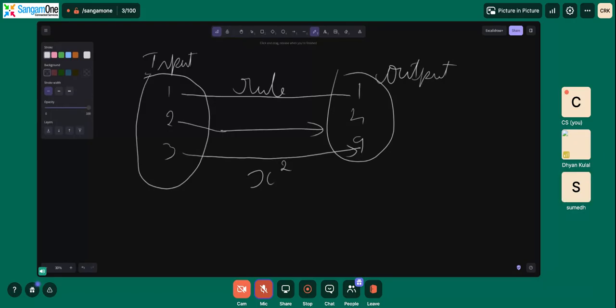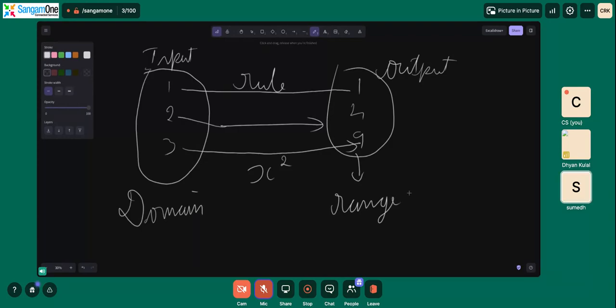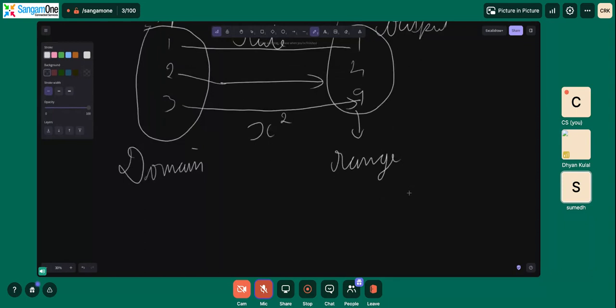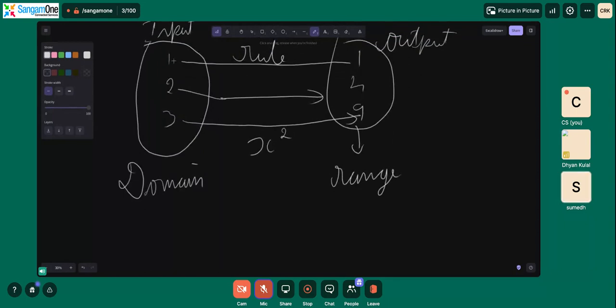Now, whatever the input is here, we call it the domain. And we call this the range. I hope you are clear with domain and range. And there is one rule that you have to always remember: an input is always mapped to one output. Is that clear?